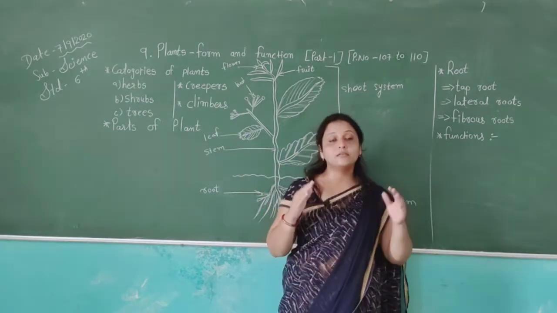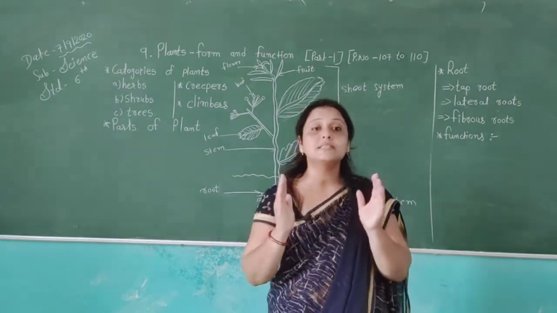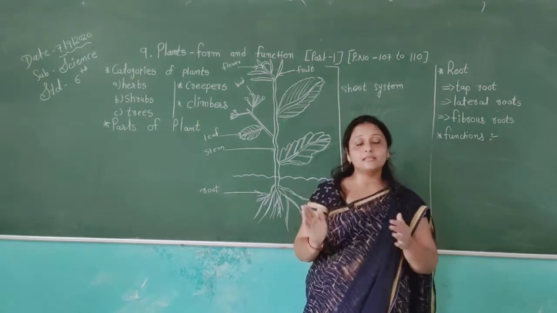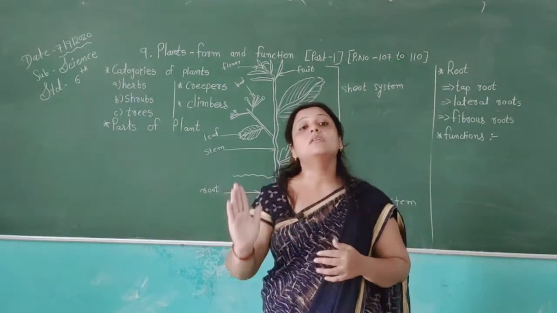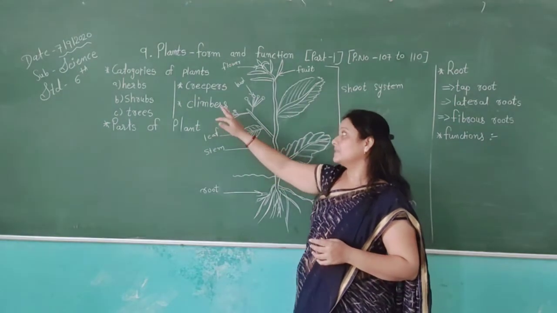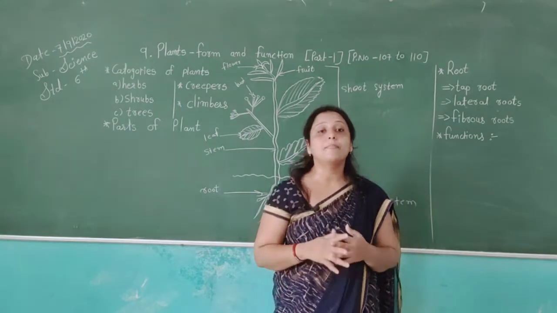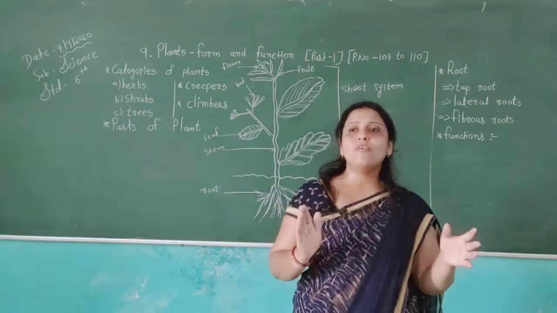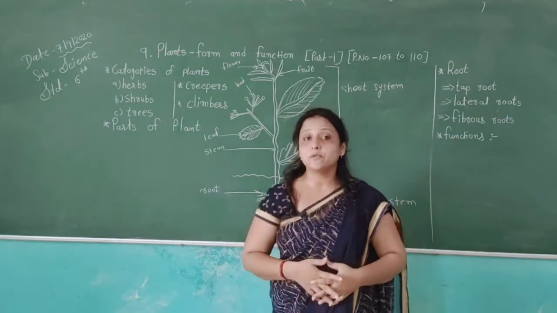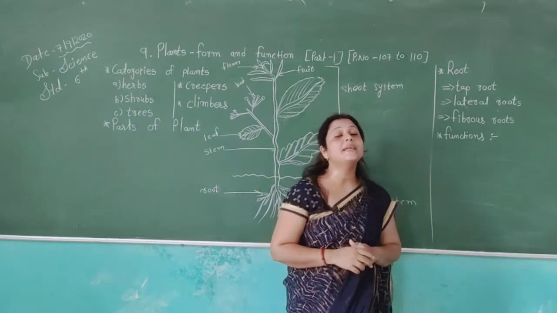Then creepers. The plants which spread out on the ground surface are called creepers. And climbers, that means the plants which use support to climb up, are called climbers. In this we have the example of cucumber. In this we have the example of money plant. So when you go outside and see different types of plants, try to classify them into their categories.